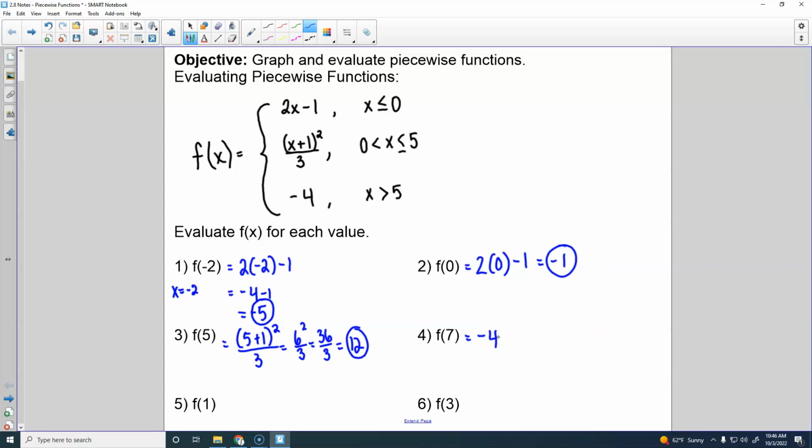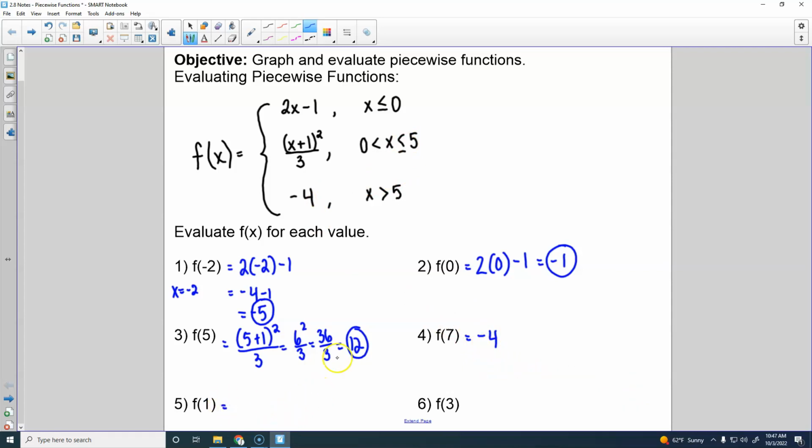So it wouldn't matter anything above 7. Or anything above 5, really. F of 10 would be negative 4. F of 1,000 would be negative 4. F of 1 million would be negative 4. There. Okay? All right.